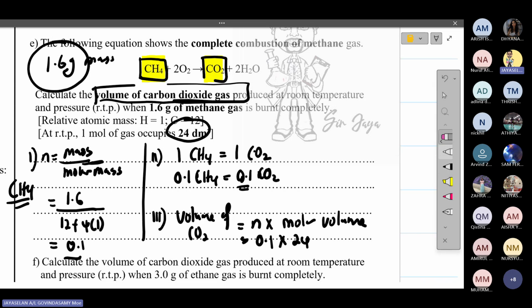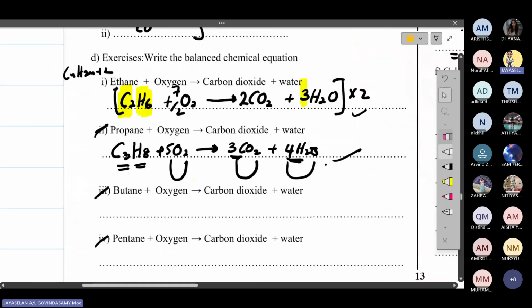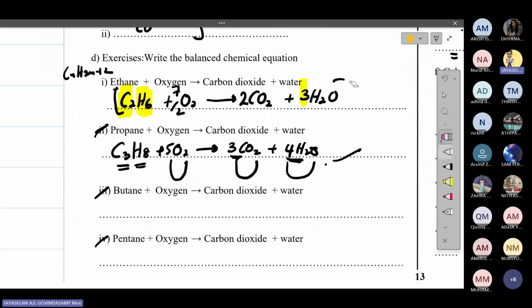So I put here, final answer 2.4 dm power 3. You guys already scored 3 marks. Any question? Sir, I want to ask, just now the equation for the complete combustion, can I put the answer in fraction? Answer in fraction cannot. You try to remove the fraction. After you remove the fraction, I want this answer: remove 2, this one 7, this one 4, this one 6.